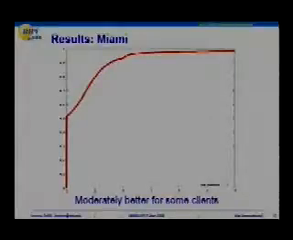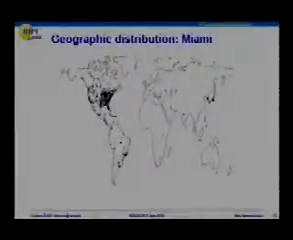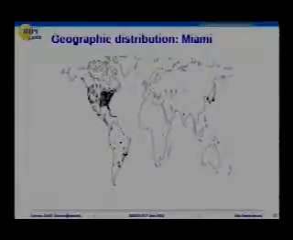The node in Miami we have at NAP of the Americas provides moderate benefit for some clients. It handles a lot of traffic in the US and in South America. So these clients would be very badly served if they were to go to Europe or to Tokyo, for instance.